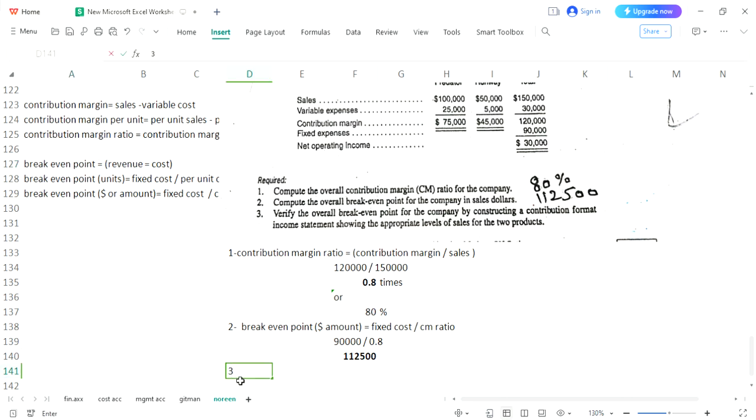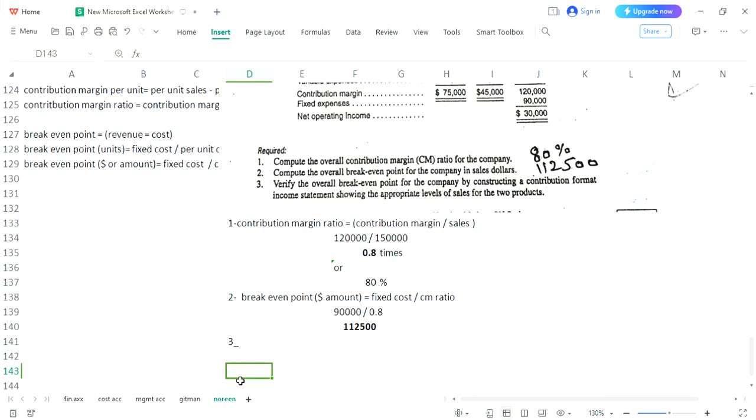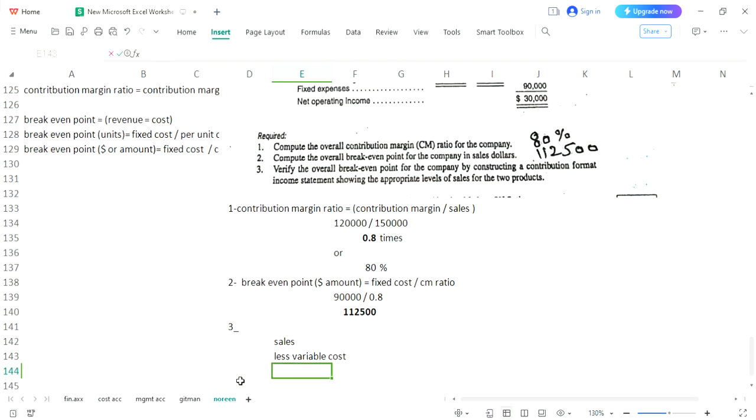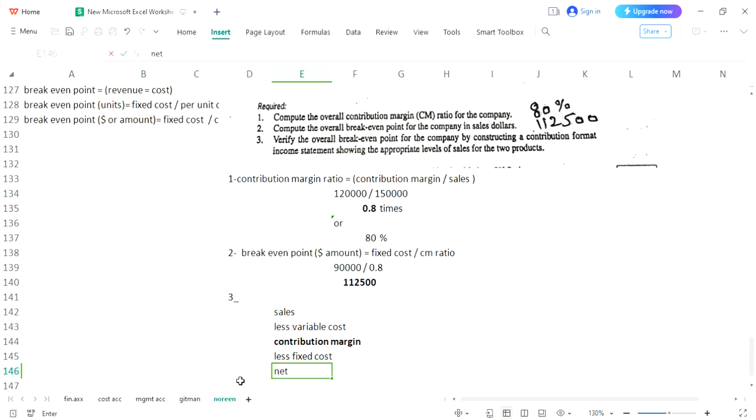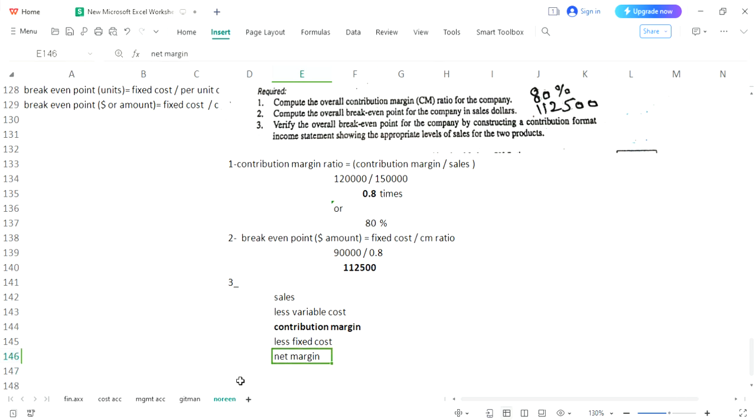At the third point, we will make a new contribution margin income statement, and for that the first part is to write sales, then you will subtract your variable cost. Over here you will get your contribution margin, and then you will subtract fixed cost, with which you will get your net margin. Now verification would be successful if your net margin becomes zero.